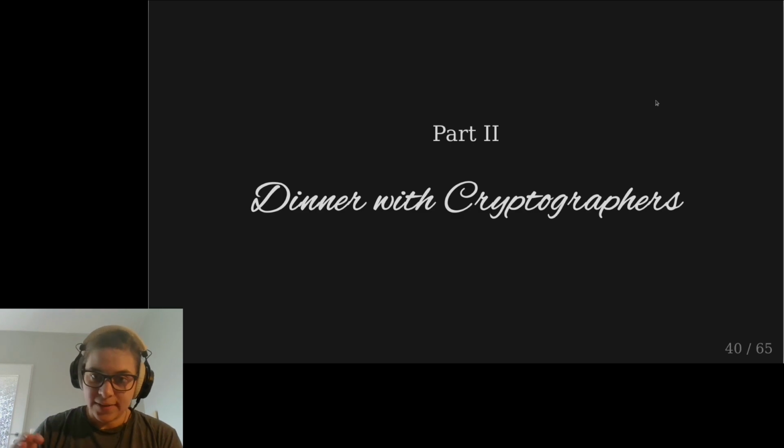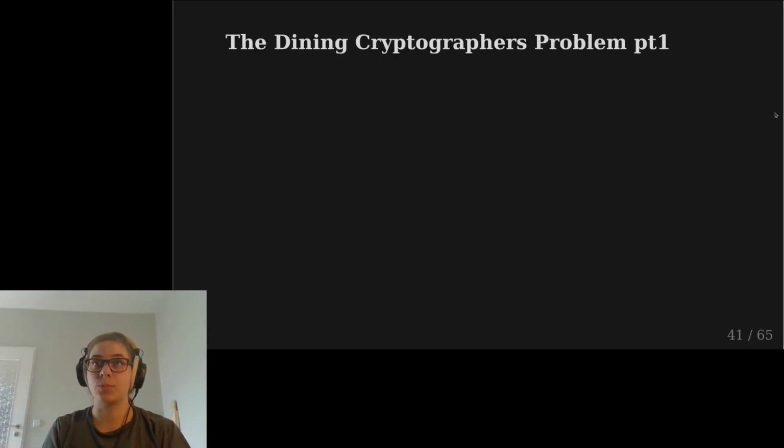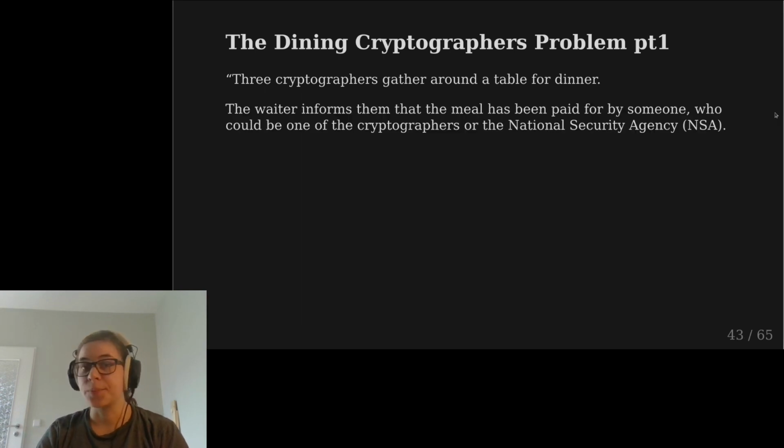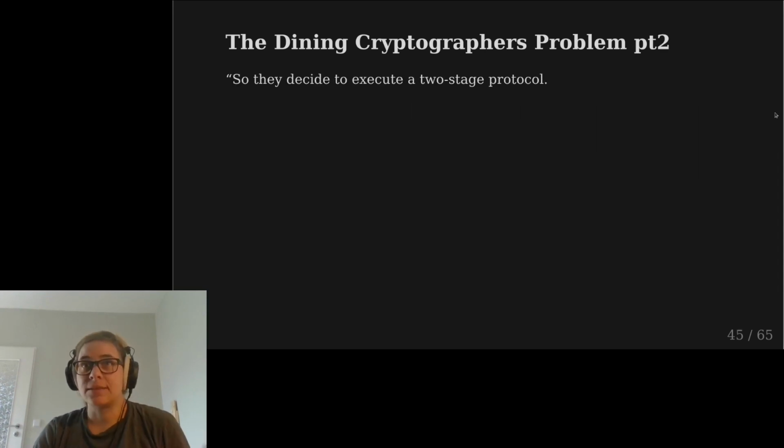And this brings us to part 2 of this talk, which is dinner with cryptographers. This is all about the dining cryptographers problem, which I stumbled upon some time ago. I will just read it to you as it is described on Wikipedia. 3 cryptographers gather around a table for dinner. The waiter informs them that the meal has been paid for by someone who could be one of the cryptographers or the National Security Agency, the NSA. The cryptographers respect each other's right to make an anonymous payment, but want to find out whether the NSA paid. So I guess that's what you do as cryptographers.